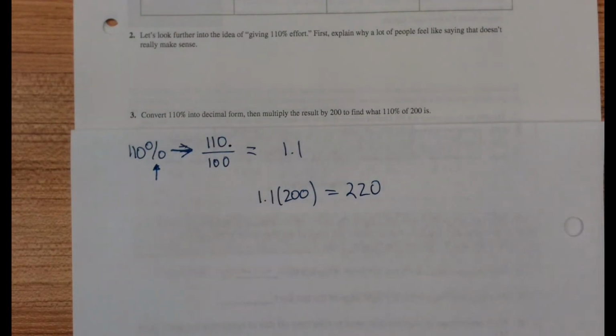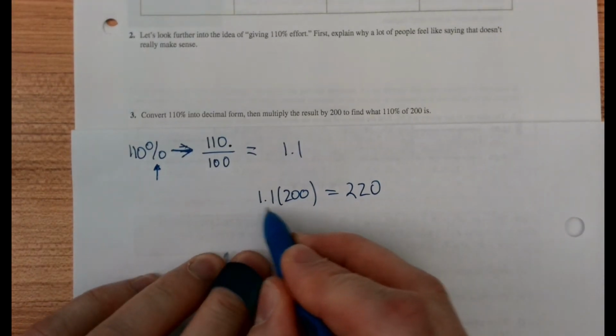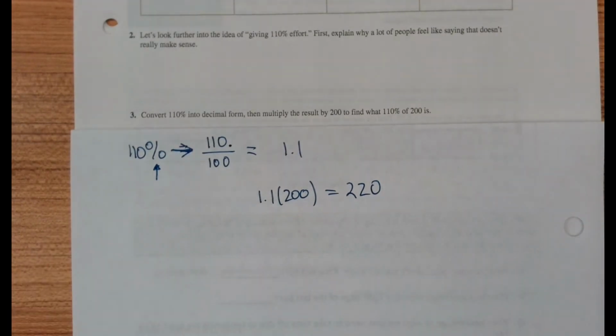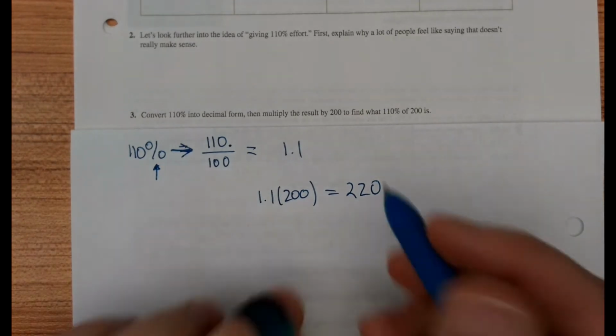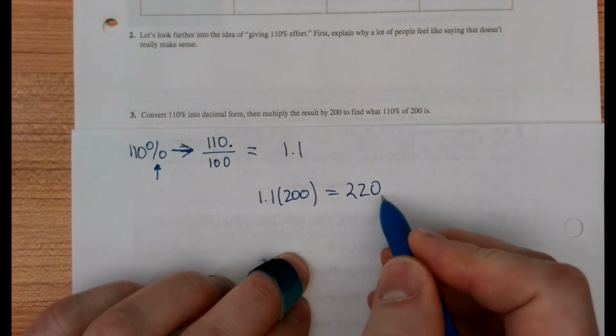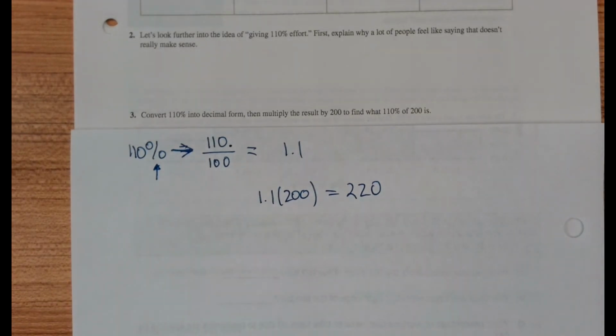So if we thought about what was going on here, like if this was an interest rate and we were earning a 110% interest rate, that means at the end of the interest bearing period, we would be given $220 that would be added to our initial $200.